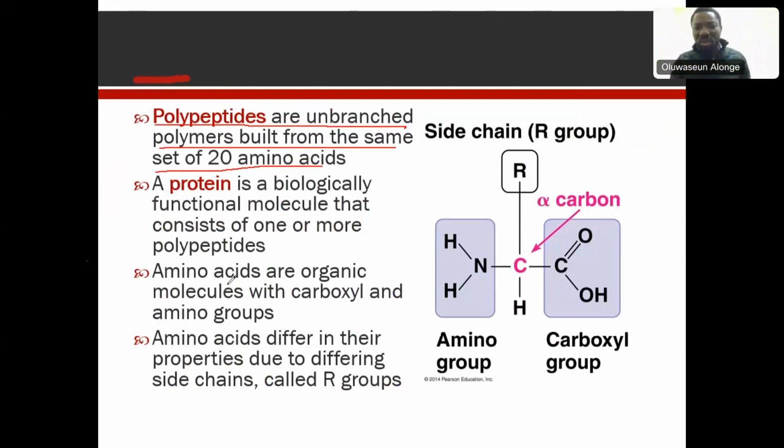So amino acids are organic molecules with, you see there's a carboxyl group here. There's an amino group here, and you see the R group, which is the side chain right there. All right. Now, what is going to be different in every amino acid is simply going to be this R. It is the one changing. Every other part remains constant. You're going to have a carbon, a carboxyl group and the amino group right there.